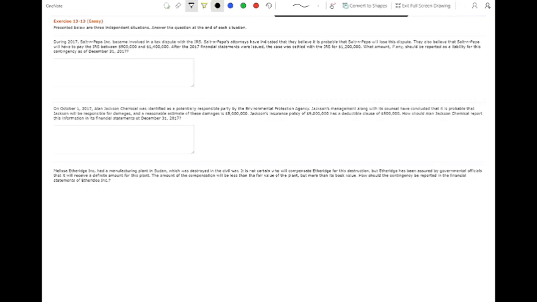Record is actually doing a journal entry on your financial statements. Disclose is just putting it in the notes. So when you have a gain, you will not record, and you will disclose only when it's highly probable.